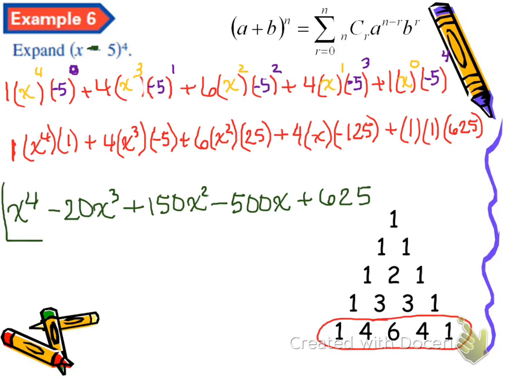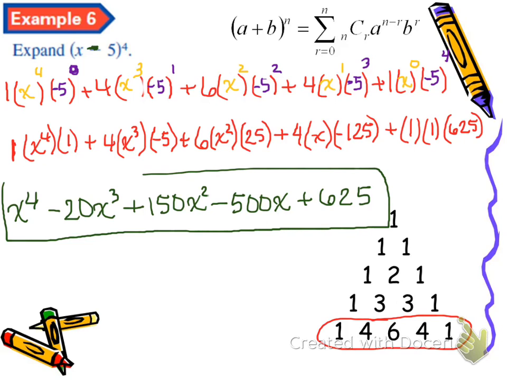So you should have ended up with x to the 4th minus 20x cubed plus 150x squared minus 500x plus 625. Again, if you didn't get this answer, pause the video, take a look at the work, see if you can find your discrepancies.